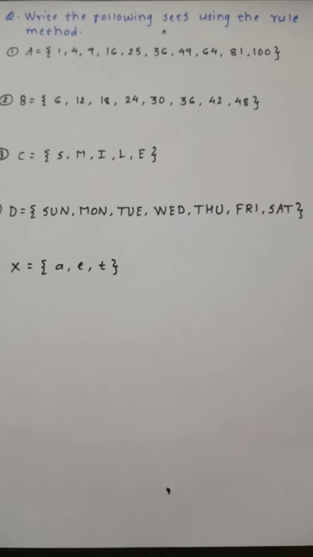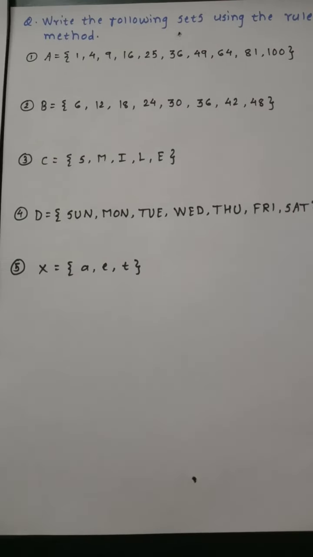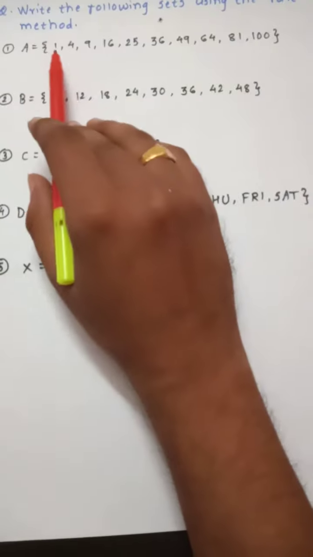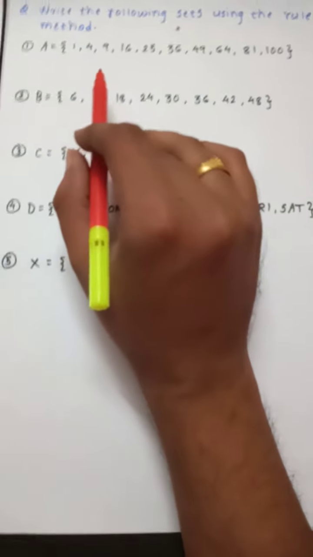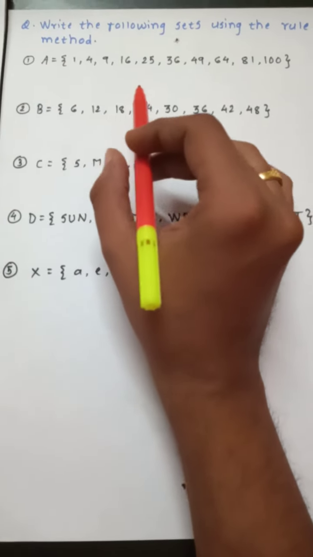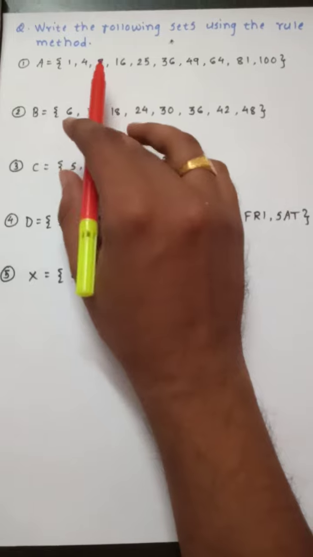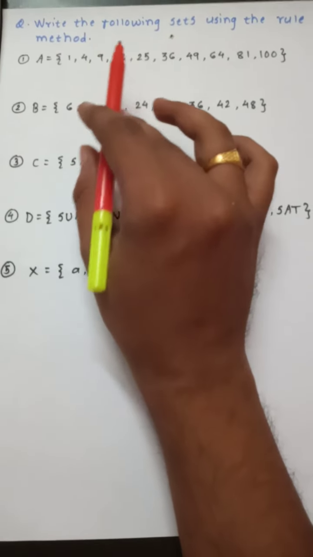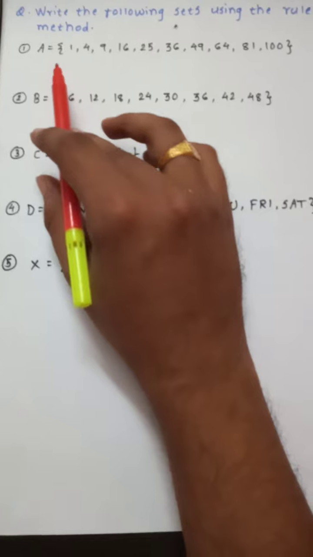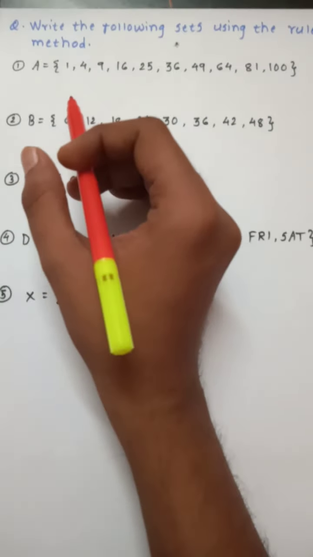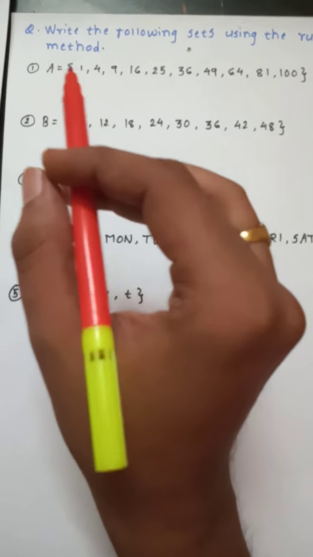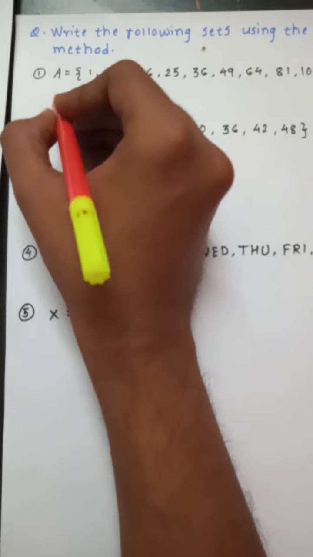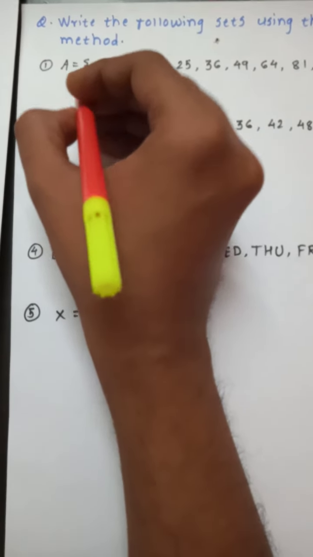The question is given as: write the following sets using the rule method, and the first example is given as A is equal to 1, 4, 9, 16, 25 up to 100. Some numbers are given. If you observe these numbers properly, you will come to know that these numbers are squares of some particular numbers. So while writing this particular set, which is already present in listing method, we are going to write this set by using rule method. So we are going to write its answer as A.